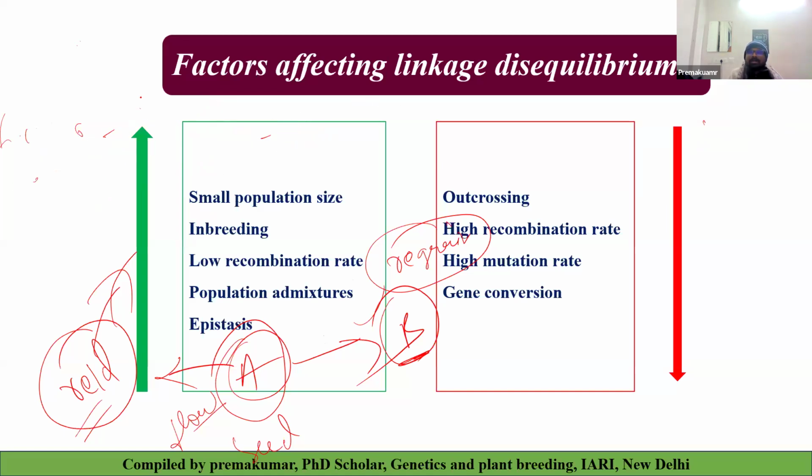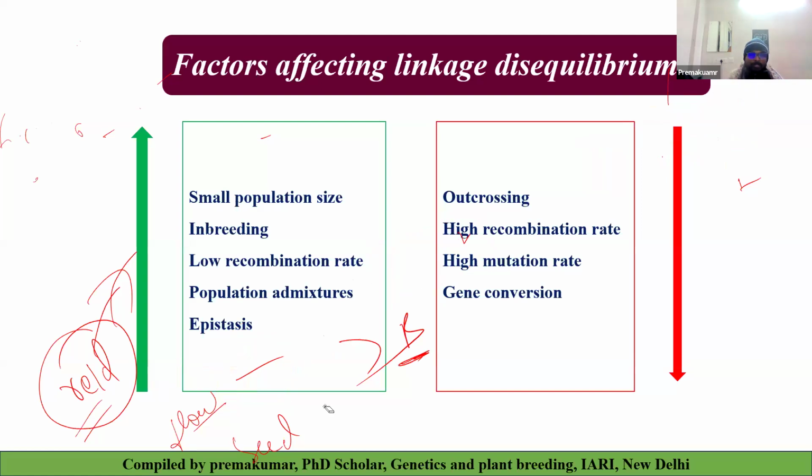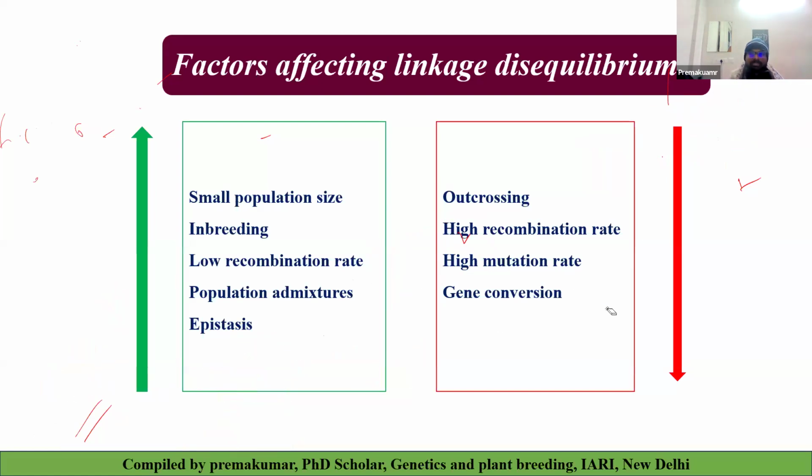For example, here capital A, capital B, and capital C are there. They are very tightly linked. But sometimes A is selected, and C is also selected unintentionally. This is called the hitchhiking effect. You don't want to select this C, but whenever you are selecting the capital A, because of these neighboring genes, C also gets selected. This is called the hitchhiking effect. And due to this also, LD will be very high.